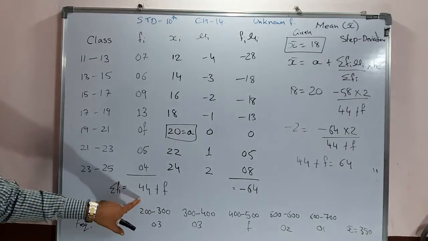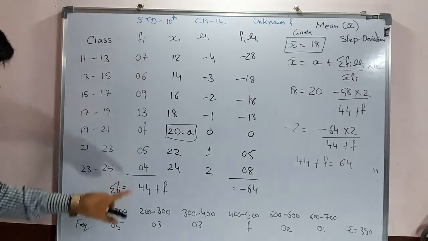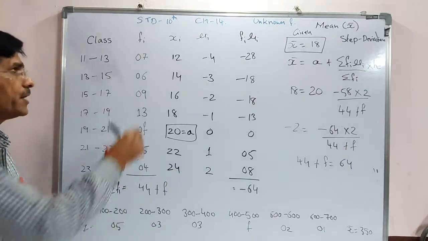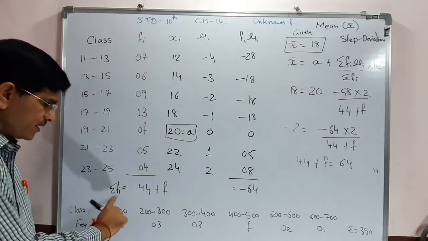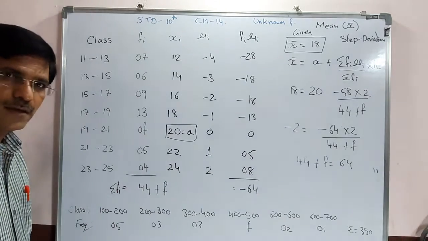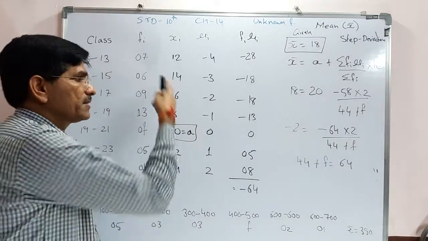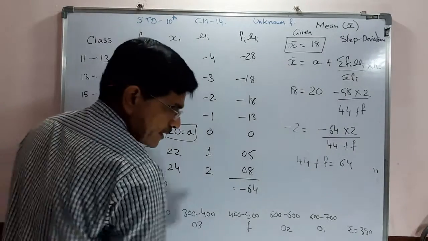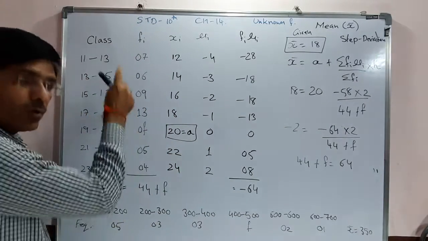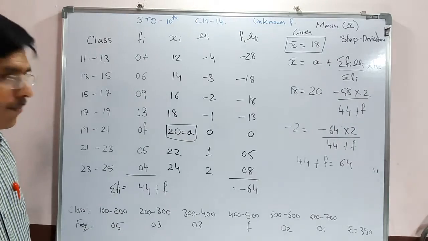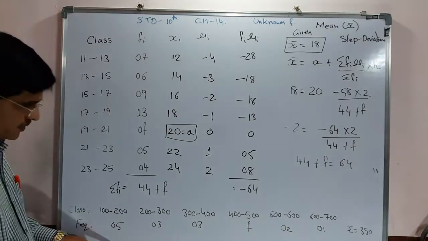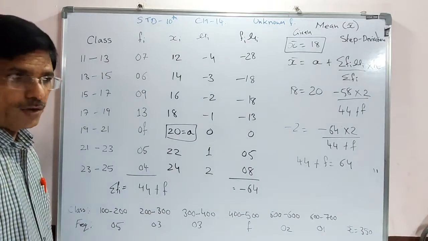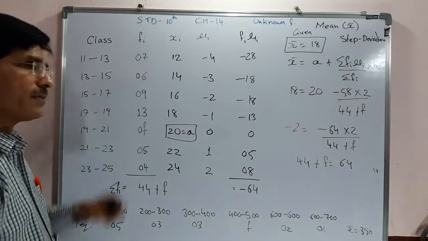So now for Fi, we have to make 44 plus F. It means sigma Fi is not given. When two unknown frequencies are there in a question, at that time they give the total frequency. Here the total frequency is not given. Now what do we have to find out? Xi. We have to find out Xi. How can we find out Xi?